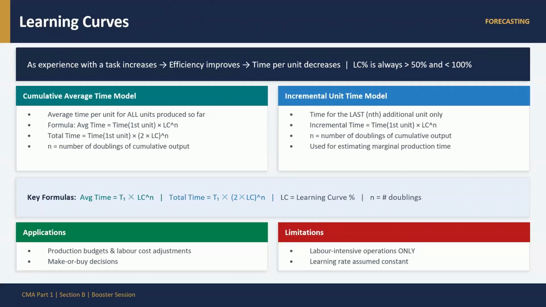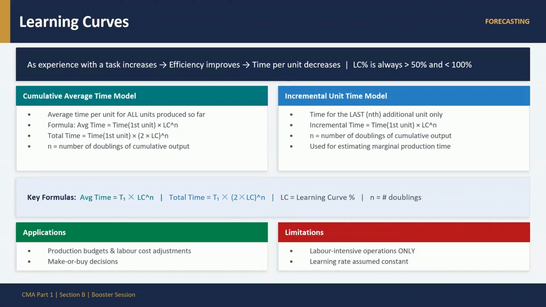And always remember, a learning curve percentage is any percentage that is greater than 50% and less than 100%. Okay. So why is this criteria involved? Why should it be greater than 50% and less than 100%? There is a reason behind it. Okay. So to understand this reason, I'll give you an example. Everyone can note it down or you can listen to it carefully. So assume that we are consuming 100 hours for producing our first product. For the first product, we are consuming 100 hours. Okay, this is done already. 100 hours are consumed for producing the first product.